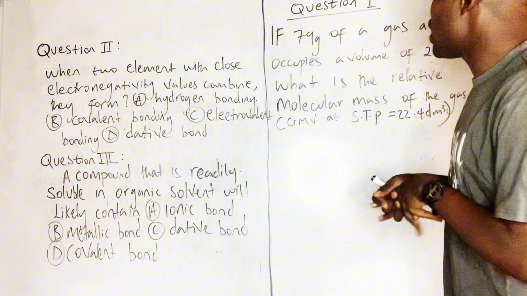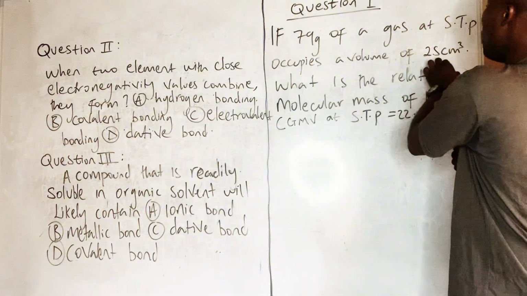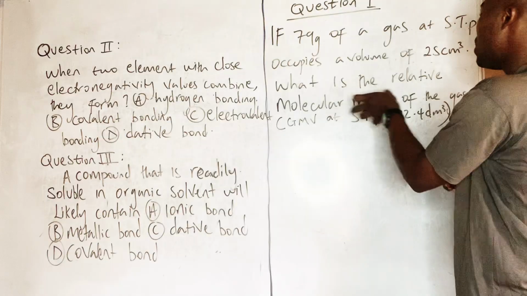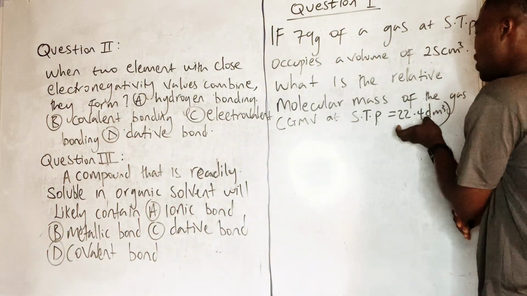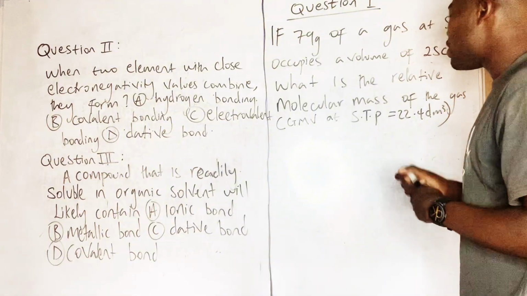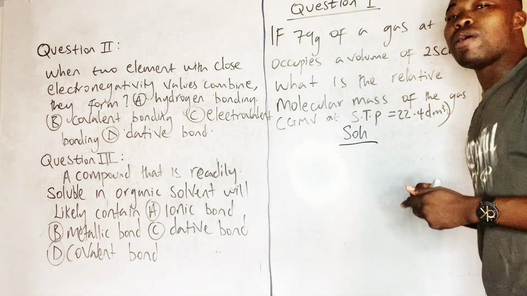First question says, if 79 grams of a gas at STP occupies a volume of 25 cm3, what is the relative molecular mass of the gas? GMV at STP, or gas molar volume at STP, is 22.4 dm3. I've already said this in my previous videos.